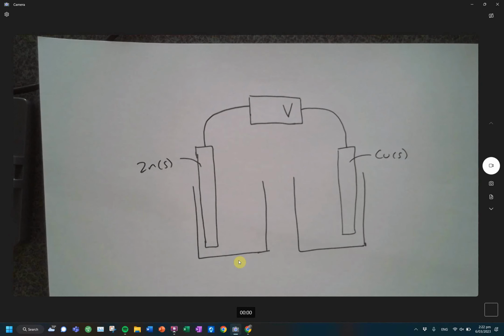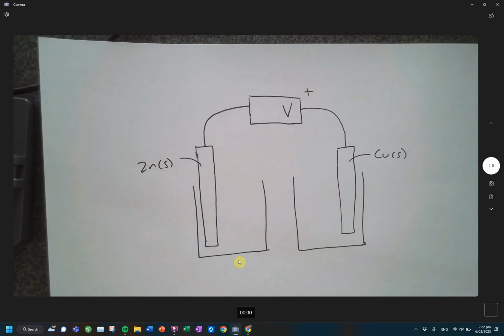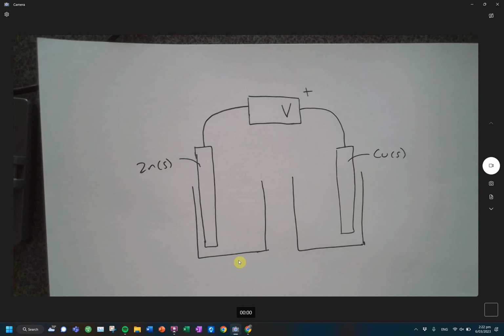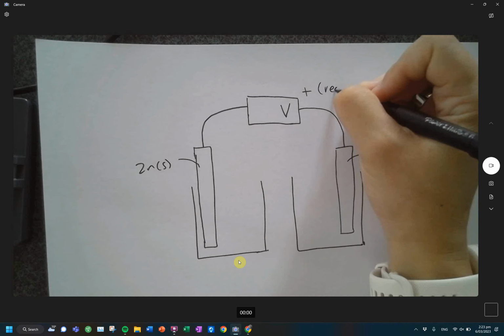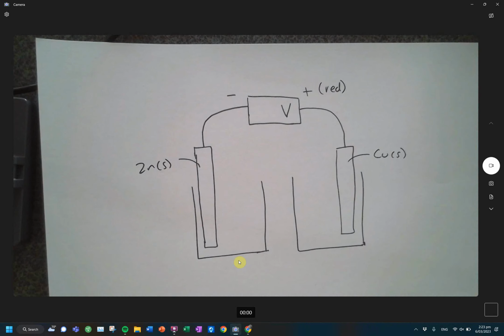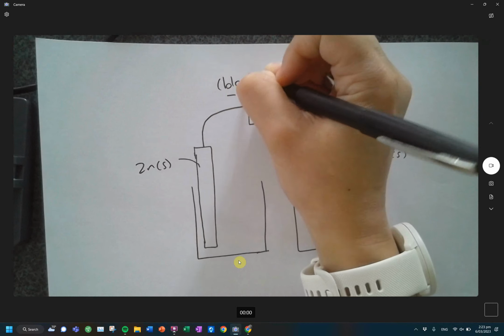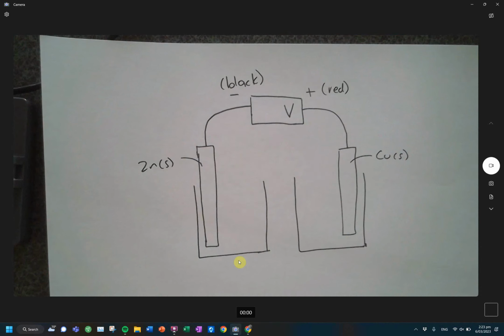Now, just FYI, so you are aware, the copper electrode should be going to the positive section of the voltmeter, which is the red port, and the zinc should go into the negative end, which is the black port. If you get it the wrong way around, what you're going to see is that your voltage will be negative. Are you okay with that so far?